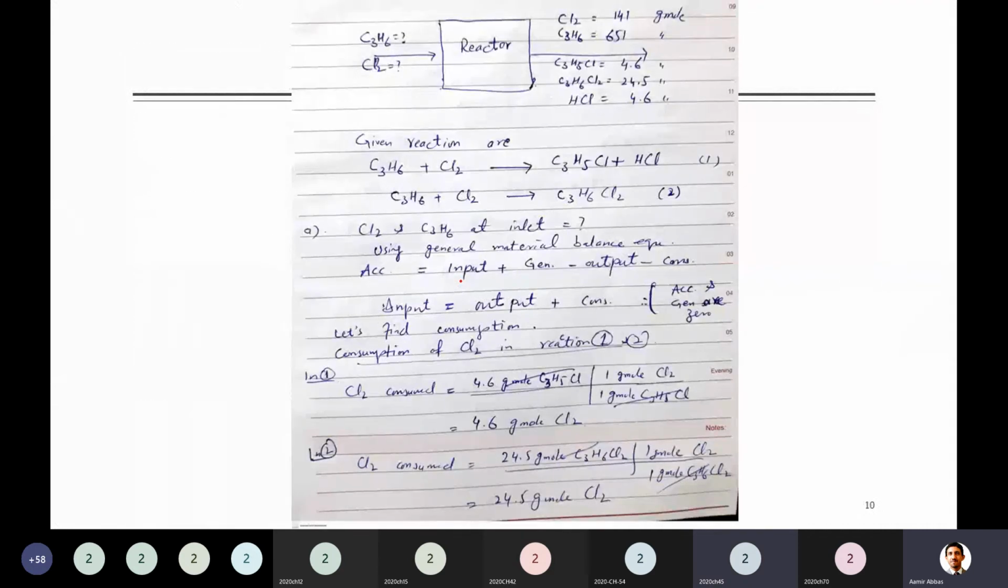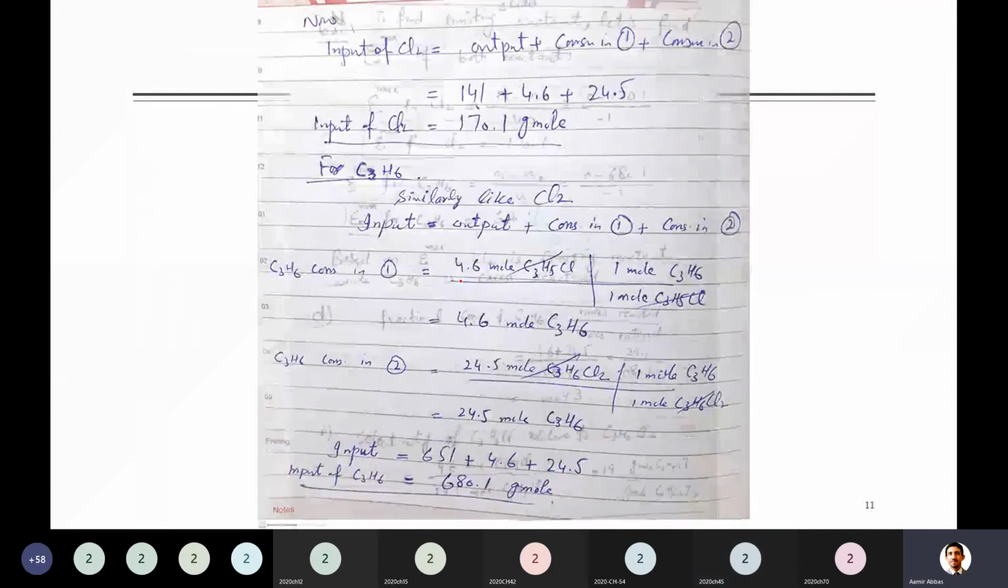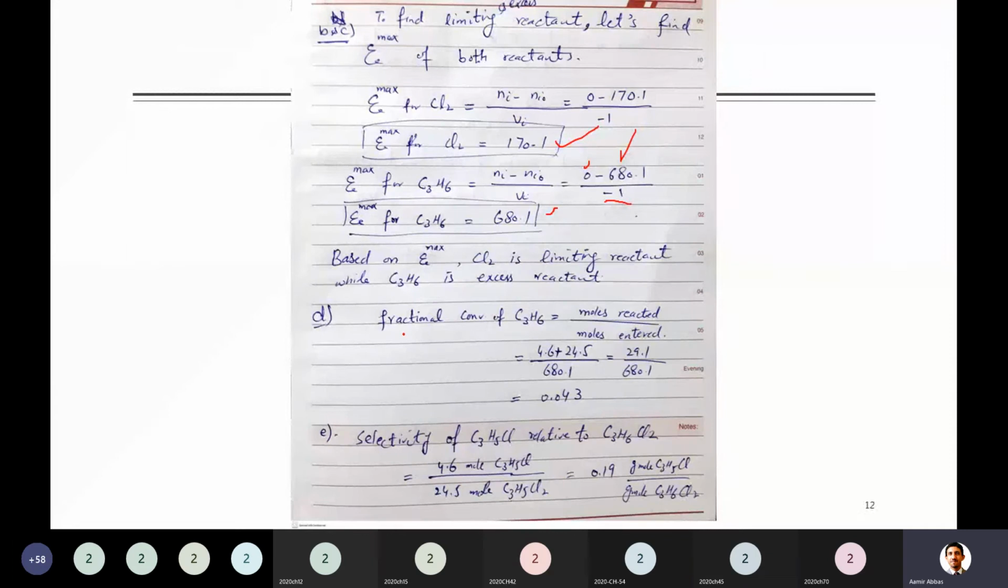So we just calculated here the total moles consumed, and I have done here, look, fractional conversion of propylene, that is moles reacted over moles entered in the system. This is from the last lecture, in which we discussed this main formula. So moles reacted in the first reaction, 4.6 mole reacted, in the second 24.5, divided by 680. So based on that you can find fractional conversion.